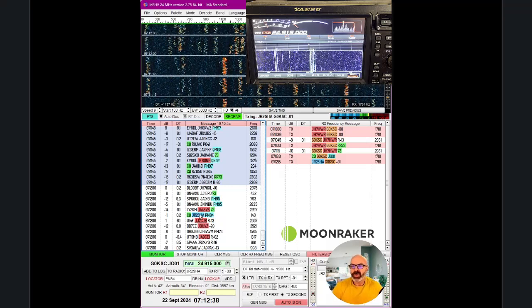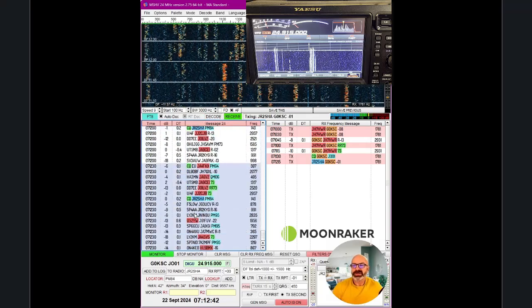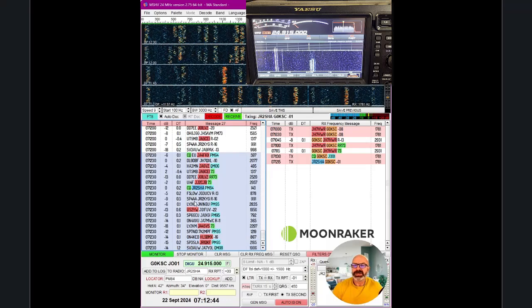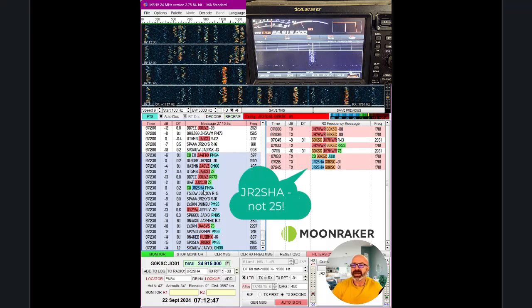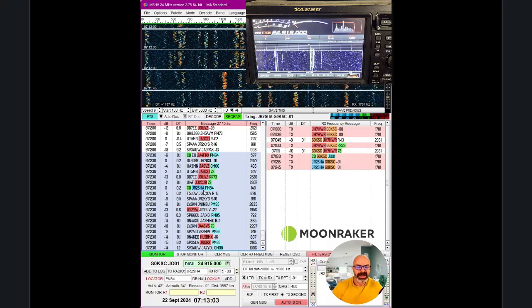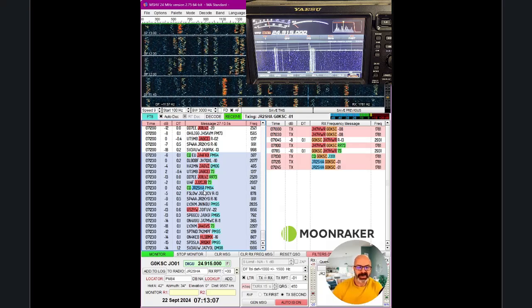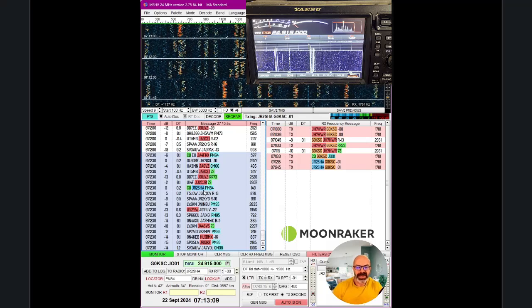I've just sent a CQ now, not a CQ, I've replied to the CQ of JR25HA, and we'll see if we get a response from him. The reason that I've picked him, and the reason that I picked the last guy, is because they were so strong. If these are on kilowatts or many hundreds of watts, these particular guys are probably going to be in a much better position to receive me, because whether it's high power or not, they've got a much better antenna system.